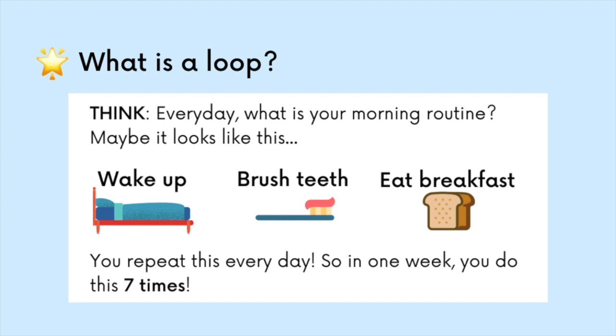Think about it this way. What's your morning routine? Maybe it looks something like this. Waking up, then brushing your teeth, and then eating breakfast. And then you repeat this every day. So in 1 week, you're repeating this 7 times. So that's what a loop looks like.